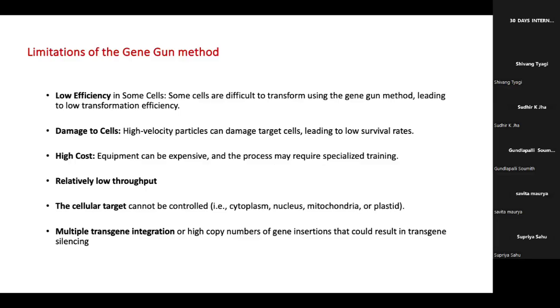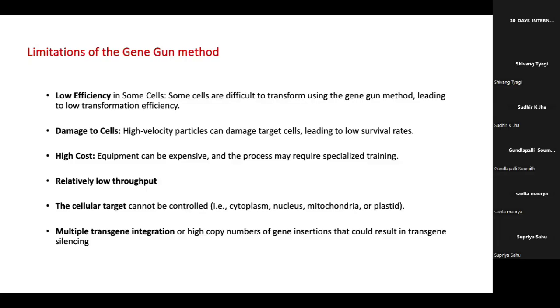Again, every technology has its own limitations, and the same stands for the gene gun method. In a few cases, efficiency is low because it depends on how permeable your cell is to the ballistic method. So it varies from cell to cell or tissue to tissue, and that efficiency matters a lot. Then, since we are bombarding the microparticles at high speed, it creates damage to the cells. Once damage has taken place to a significant extent, regeneration will not be possible from those cells.